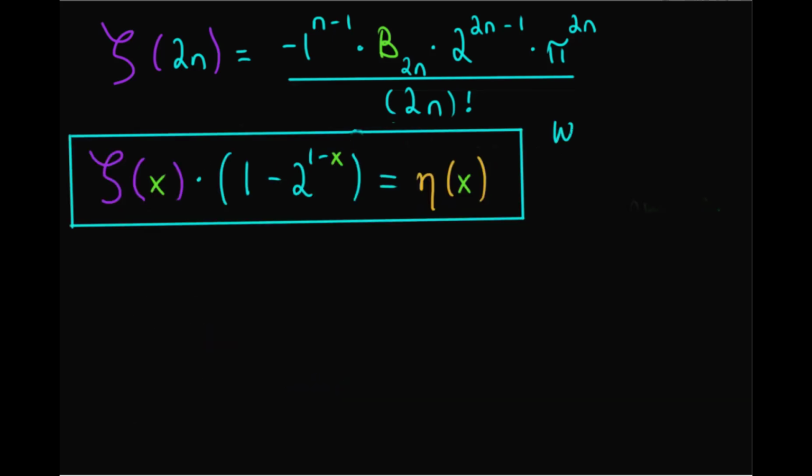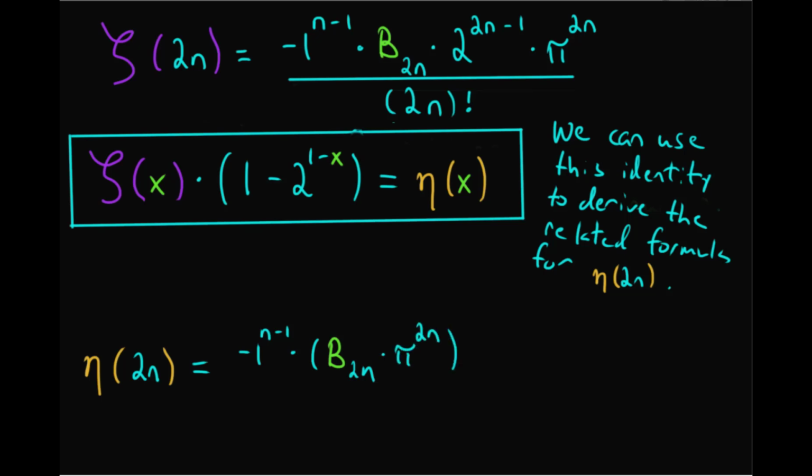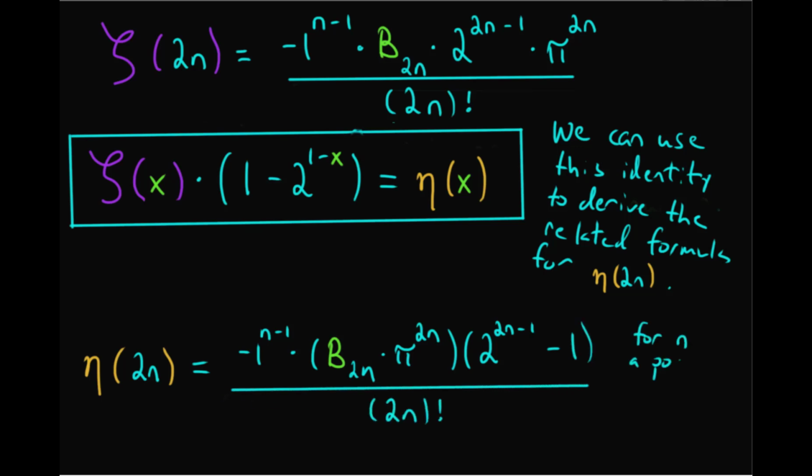More generally, because we have a formula for zeta of 2n in terms of the Bernoulli numbers, and we also have a formula that relates zeta of x to eta of x, we can combine these two facts together to derive an identity for eta of 2n in terms of the Bernoulli numbers. And that formula is eta of 2n, again where n is a positive even integer, equals -1 to the n minus 1 times b sub 2n times pi to the 2n times the quantity 2 to the 2n minus 1 minus 1 all over 2n factorial.